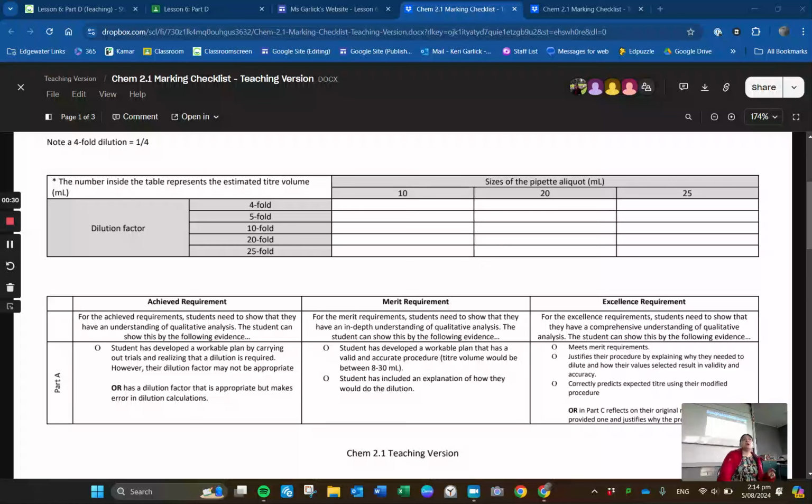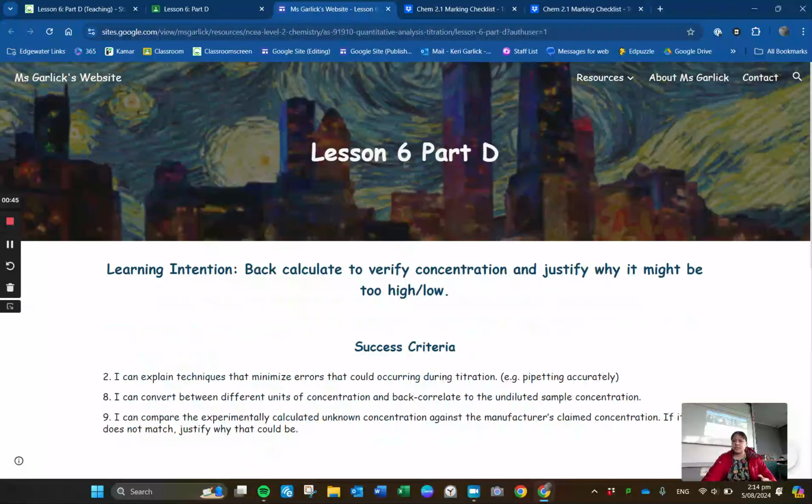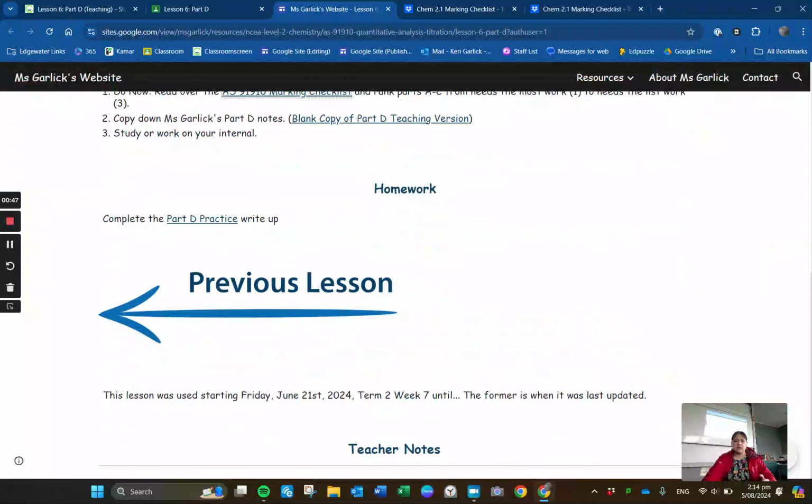The other reason why I wanted to look over the whole assessment again is because for Part D, you will be revisiting Part A. So that's why I also want to talk about it as well. So just as a reminder, for Part A, let me pull up actually the lesson on that.